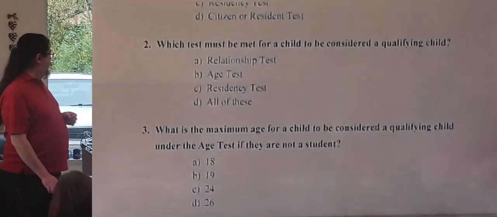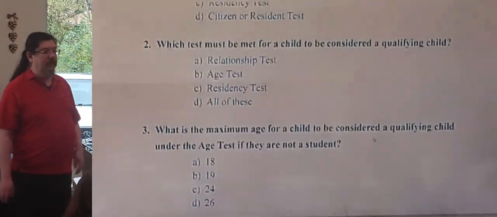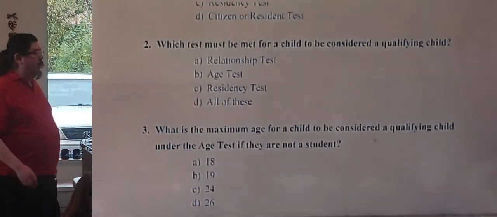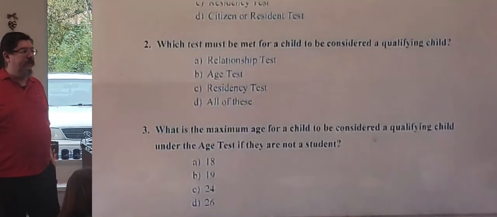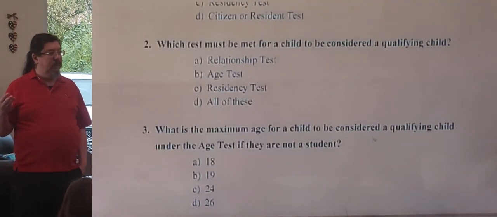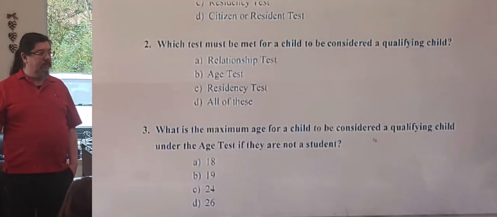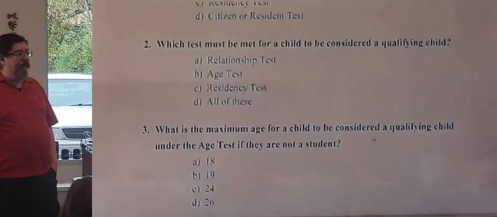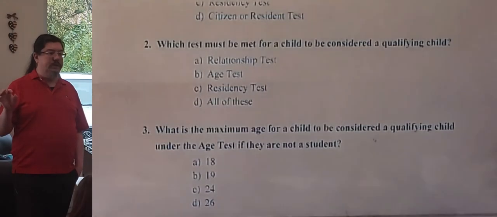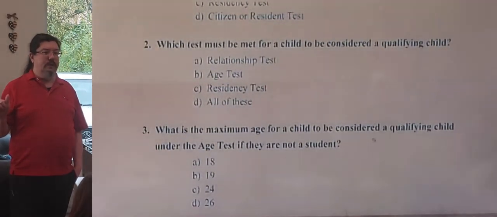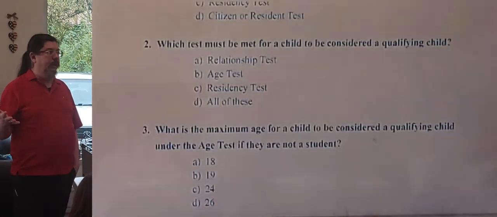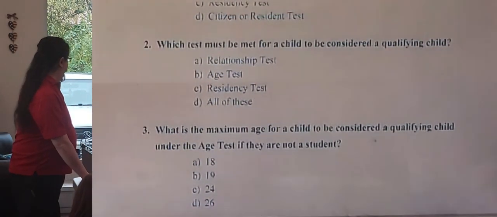Okay, so which of these tests are under the qualifying child test? Yep, all of them. Do you remember what the 5 tests for qualifying child are? Relationship, age, residency, joint return, and support. The acronym that helps us remember that is JARRS: joint return, age, relationship, residency, and support. And then there's also a tiebreaker test.